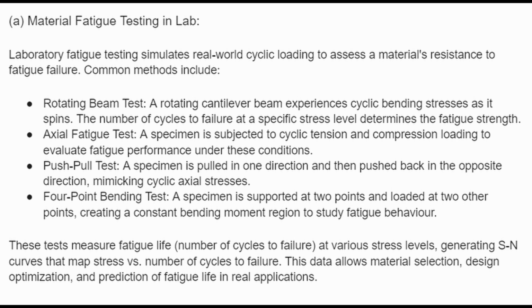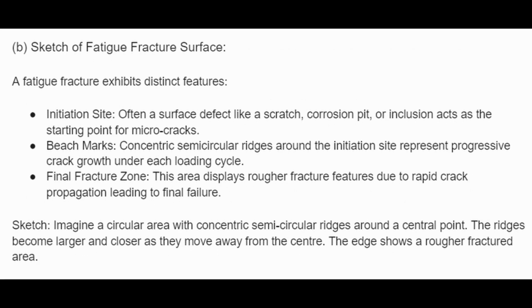B. Sketch of fatigue fracture surface. A fatigue fracture exhibits distinct features. 1. Initiation site. Often a surface defect like a scratch, corrosion pit, or inclusion acts as the starting point for micro cracks. 2. Beach marks. Concentric semicircular ridges around the initiation site represent progressive crack growth under each loading cycle. 3. Final fracture zone. This area displays rougher fracture features due to rapid crack propagation leading to final failure.